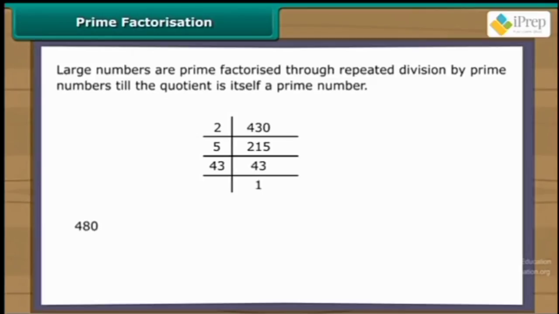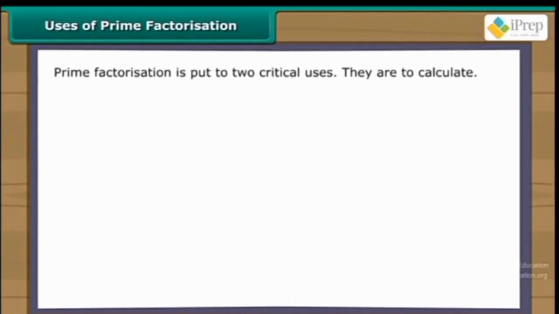Since 43 is a prime factor, divide by 43 to get the quotient 1. Express 430 as a product of its prime factors. Prime factorization. Prime factorization is put to two critical uses. They are to calculate HCF and LCM.